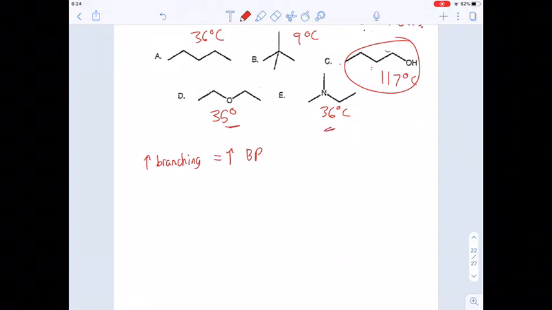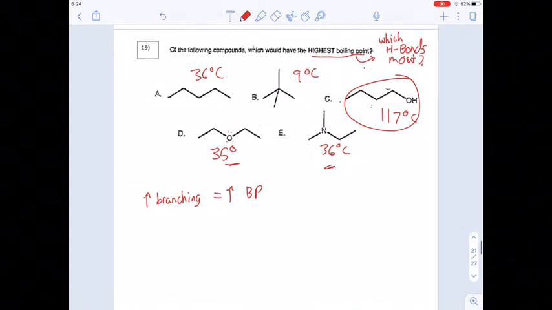so that's why B is going to have a higher one than A. C is going to have the highest one because you have an OH, and OH has really, really good hydrogen bonding. Then the ether, the only reason why this would be lower than the, how would you pronounce it? Diethylamine or something like that. I don't remember the name. It's like N-dimethylethylamine. There you go.